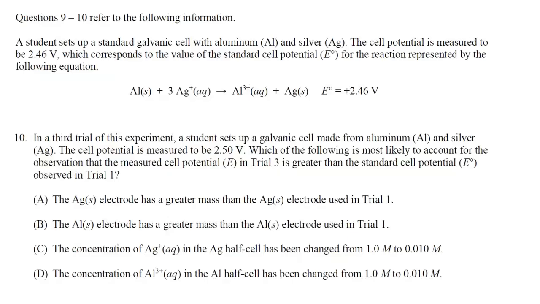In question 10, it says, in a third trial of this experiment, a student sets up a galvanic cell made from aluminum and silver, and the cell potential is measured to be 2.50 volts. Notice that that's actually greater than the standard cell potential of 2.46 volts. And so the question in number 10 says, which of the following is most likely to account for the observation that the measured cell potential in trial 3 is actually greater than the standard cell potential observed in trial 1.